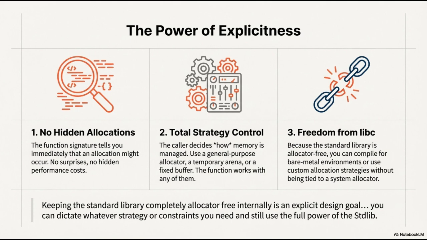This starts with the elimination of hidden allocations. When a function signature requires an allocator to be passed in, it serves as an immediate signal that an allocation might occur, removing performance surprises and hidden costs. This leads directly into total strategy control. The caller, rather than the library, decides exactly how memory is managed. Whether you need a general-purpose allocator, a temporary arena for batch processing, or a fixed buffer for real-time constraints, the function works seamlessly with any of them.